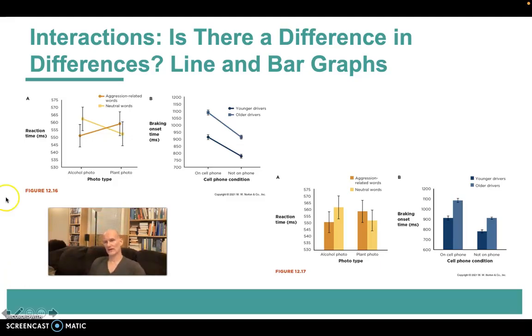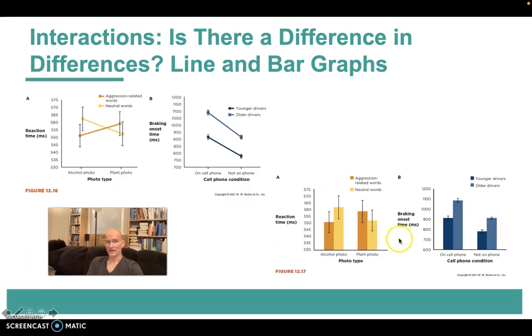In a line graph, as I mentioned in the previous video, you can easily spot an interaction because the lines aren't parallel. Here they're almost parallel, which is why this interaction wasn't significant. But here you could clearly see that the lines aren't parallel, indicating an interaction. You can still get the same information from a bar graph.